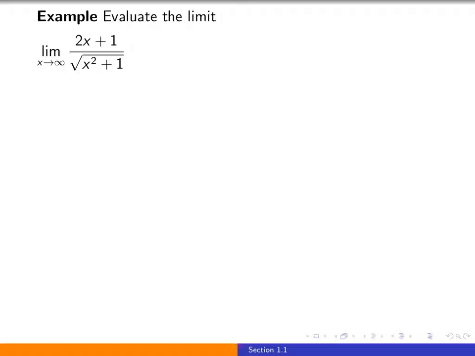In this video, we will evaluate a few more limits at infinity. So the limit as x approaches infinity of (2x + 1) divided by the square root of (x squared + 1).